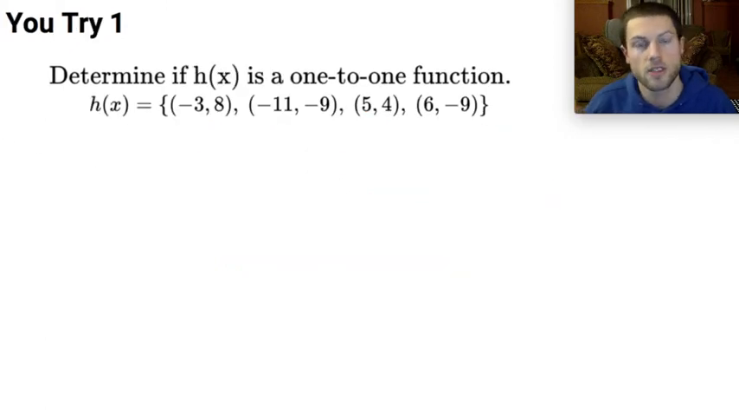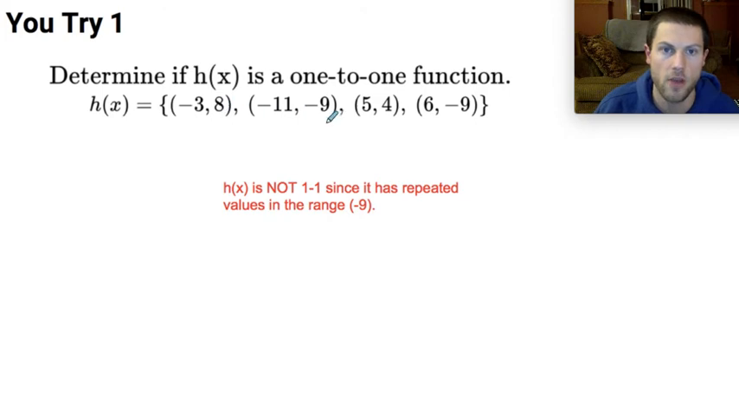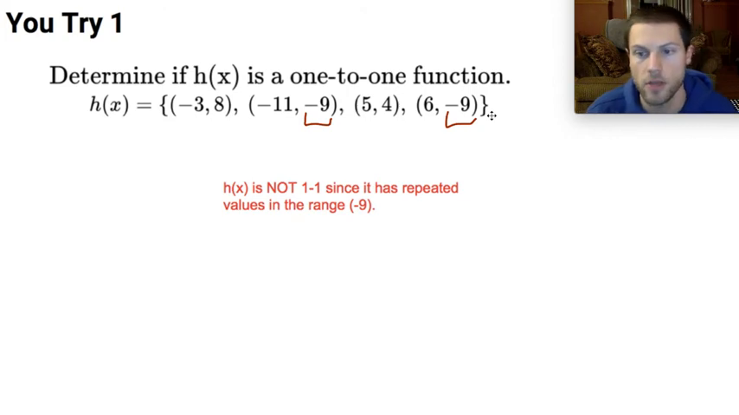So here's an example I'd like you to try. Pause the video, look at these points, and determine if this function is one-to-one. And it turns out, no, I'm sorry, this is not a one-to-one function. Sorry, h of x, you're just not quite that special. -9 is repeated in my range, so this is not a one-to-one function.